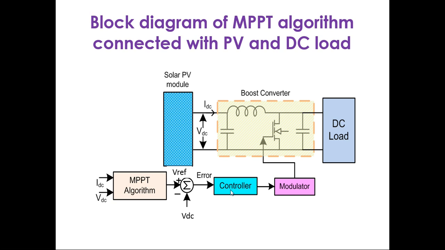The error signal is generated and it is given to the controller, or any controller. In this case, it might be a PI controller. And then we have the modulator signal, so it will generate the duty cycle and my switch will operate. And the power is transferred to the DC load. So this is the block diagram for the MPPT algorithm.